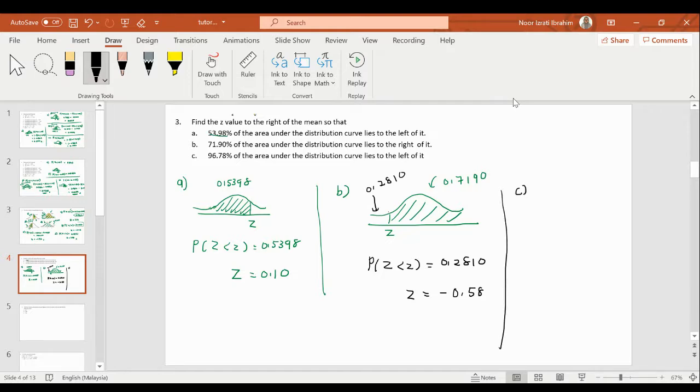For the C, 96.78% on the left of it. So this is the z. The left of it is 96.78%, which is 0.9678. And from the table, we can get directly this one, which is we are given z less than z equals to 0.9678, and the z value is 1.85 from the table. That is question number 3.